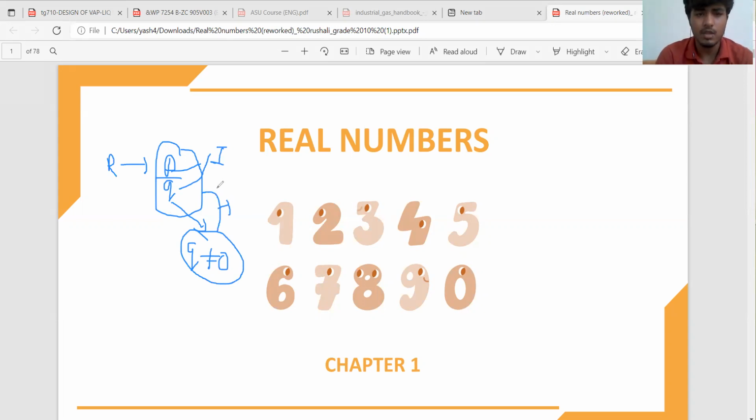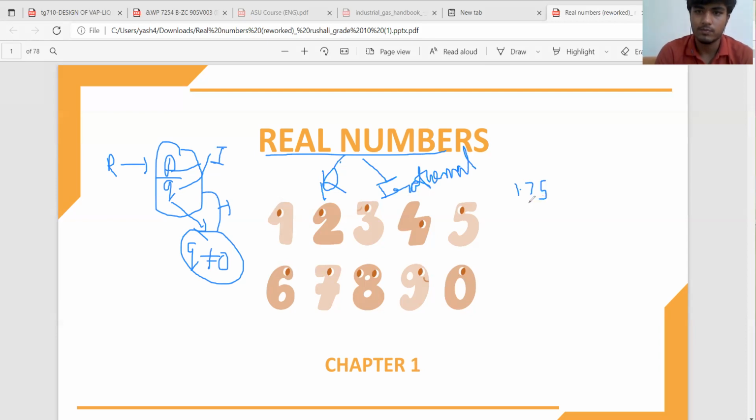Now if we go to irrational numbers. There are two types of real numbers, that are rational and irrational. Basically, we have rational or we have irrational. So now we are going to see what irrational numbers are.